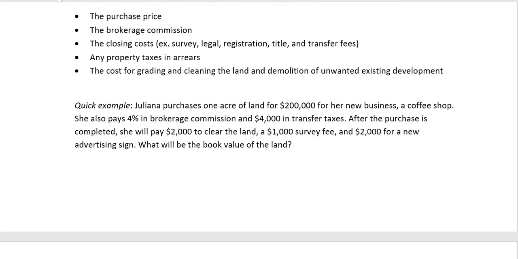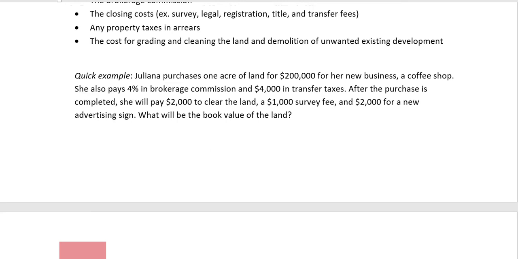So let's jump into a quick example here. Juliana purchases 1 acre of land for $200,000 for a new business, a coffee shop. She also pays 4% in brokerage commission and $4,000 in transfer taxes. After the purchase is completed, she will pay $2,000 to clear the land, a $1,000 survey fee, and $2,000 for a new advertising sign. What will be the book value of the land?